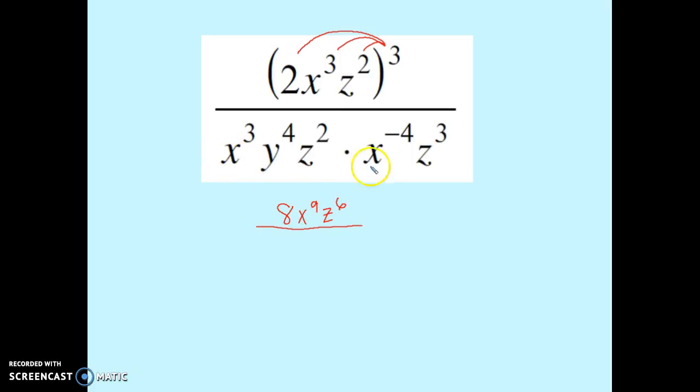I can combine my x's, x cubed and x to the negative 4, add them. 3 and negative 4 gives me negative 1. I only have one y down here, so I have y to the 4th. And then 2 and 3 give me 5.